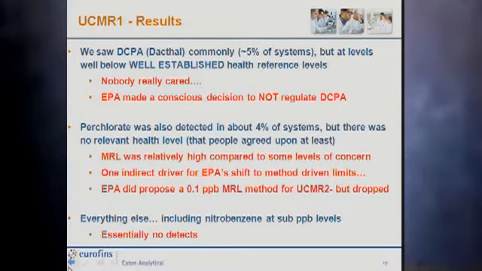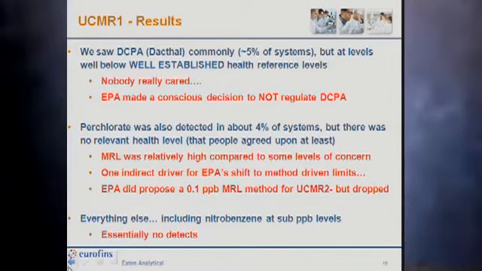And perchlorate actually was one, what I would call, indirect driver for EPA's shift to method-driven limits as we see in UCMR3. EPA for UCMR2 actually did propose a new method for perchlorate with a 0.1 ppb MRL, but eventually perchlorate was dropped out of UCMR2, so there was never a need to do anything with that method, and it's actually technically not even promulgated.